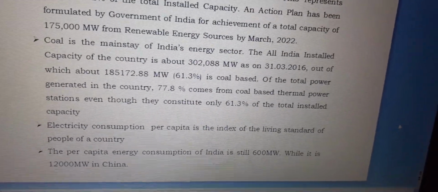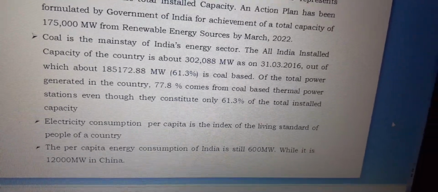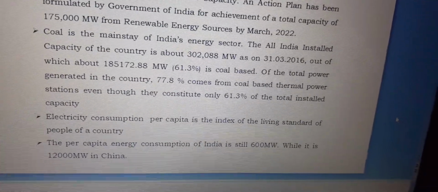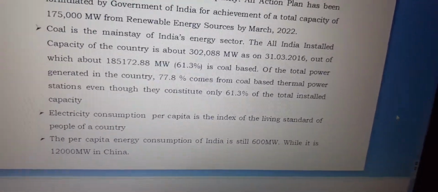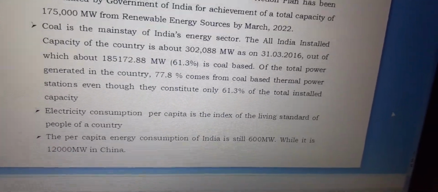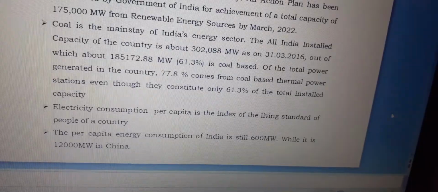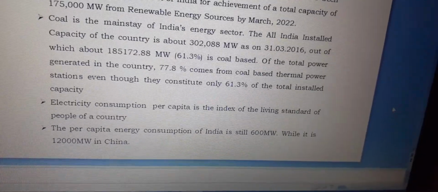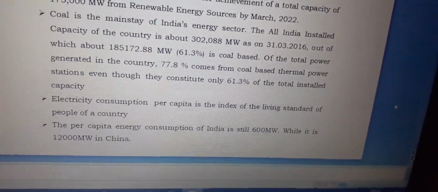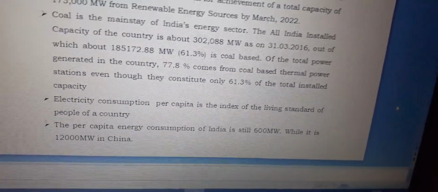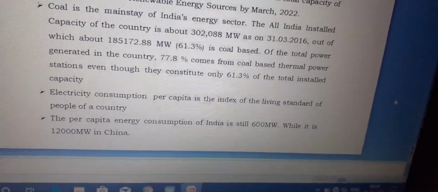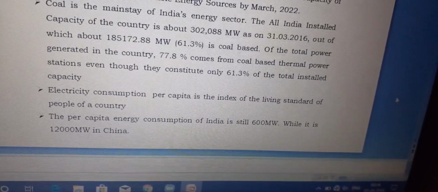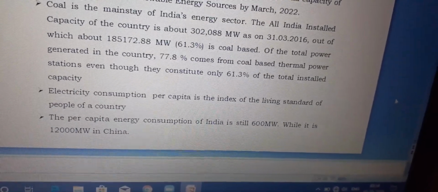So here, coal is the mainstay of India's energy sector, and the all India installed capacity of the country is about 302,088 MW as on 31st March 2016, out of which about 185,172.88 megawatts, that is 61.3%, is coal based. Okay, so electricity consumption per capita is the index of the living standard of the people of our country. The per capita energy consumption of India is still 600 MW while it is 12,000 MW in China.